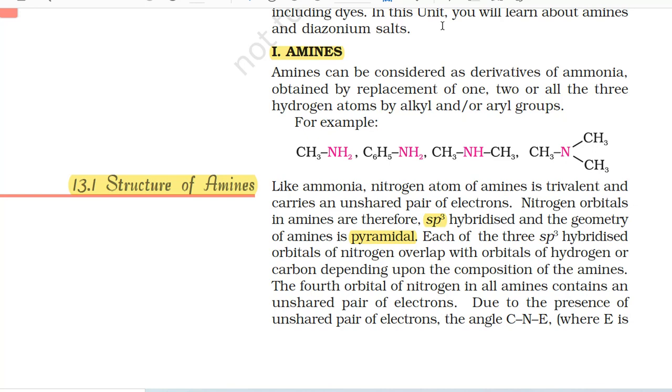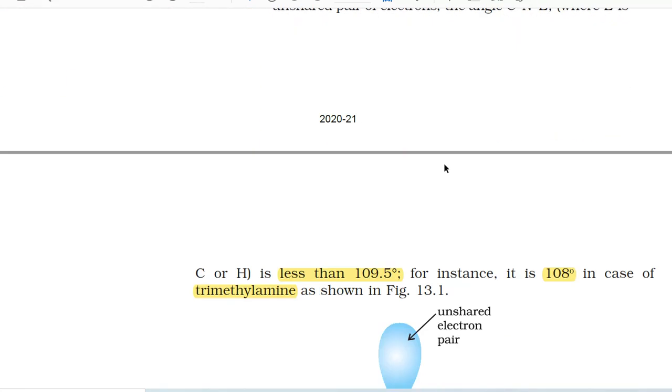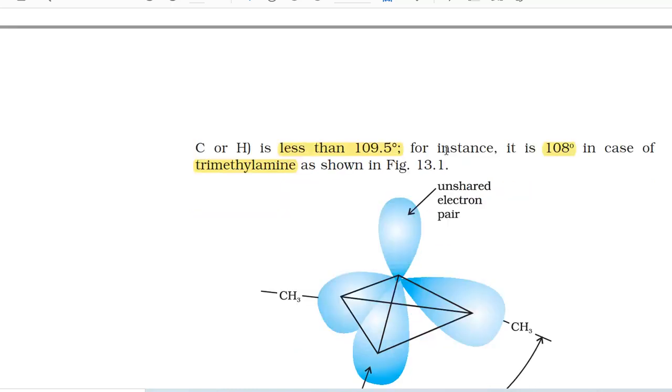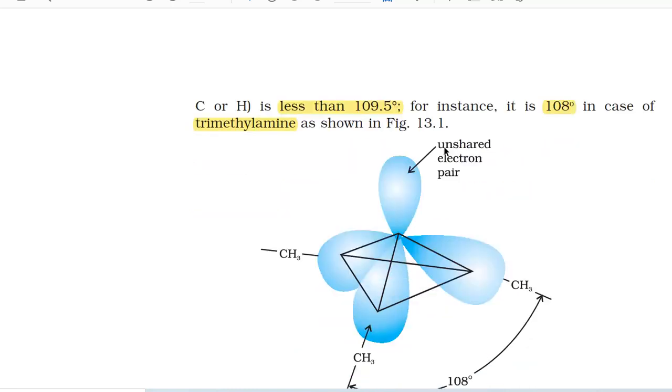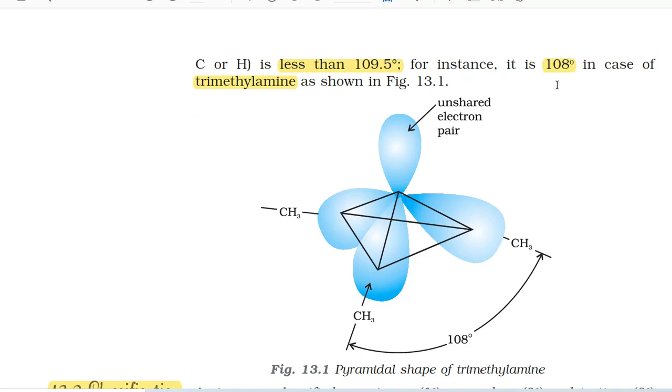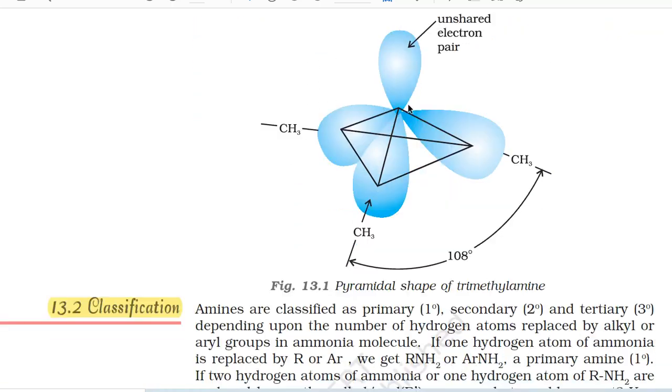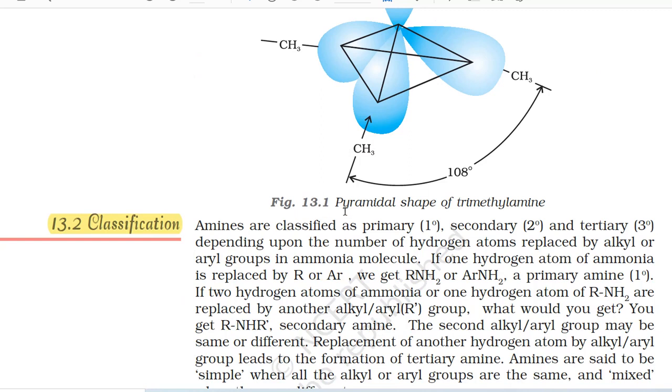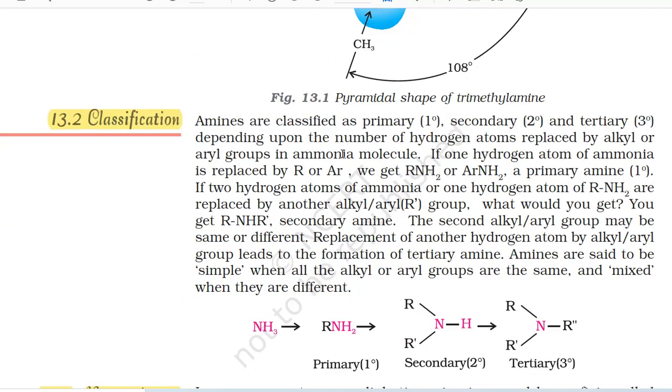Due to the presence of unshared pair of electrons, the angle C-N-E, where E is carbon or hydrogen, is less than 109.5 degree. For instance, it is 108 degree in case of trimethylamine as shown in figure 13.1. Figure 13.1: pyramidal shape of trimethylamine.